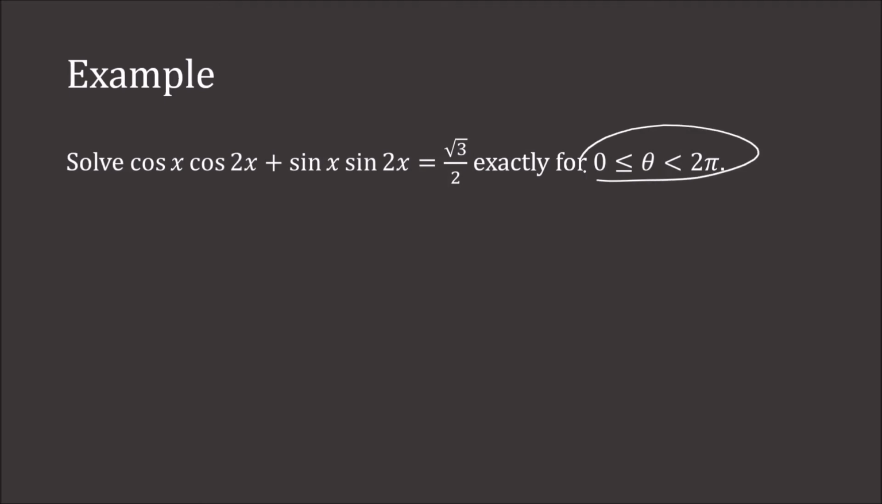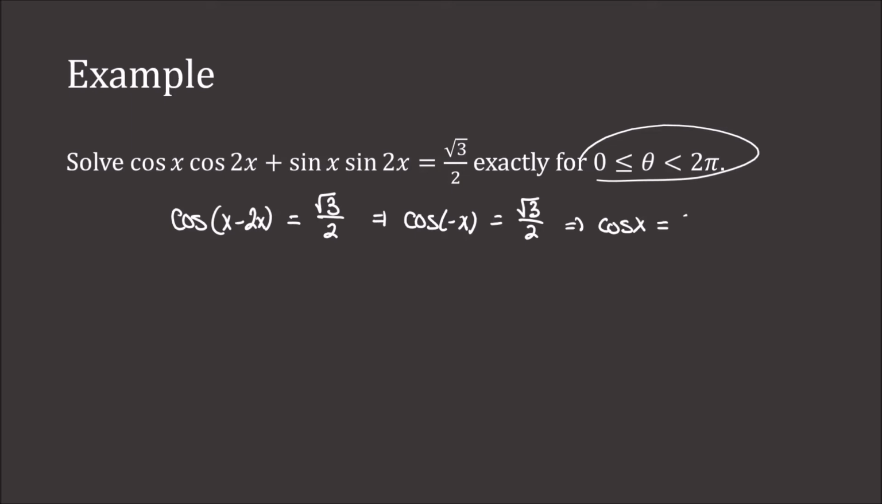Now we want to solve this one. Again, for 0 to 2 pi. Now this is where it gets interesting. This is where we're going to start using identities. This is the identity, the difference identity, I should say, for cosine. This then says cosine of x minus 2x is equal to the square root of 3 over 2. So cosine of negative x is the square root of 3 over 2. But since cosine is even, we can say cosine of x is the square root of 3 over 2.